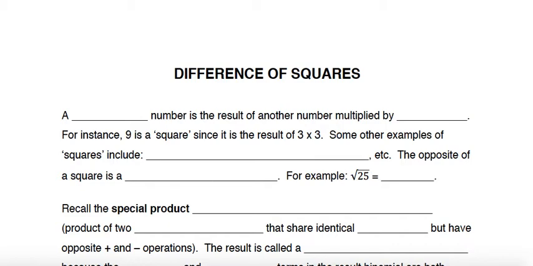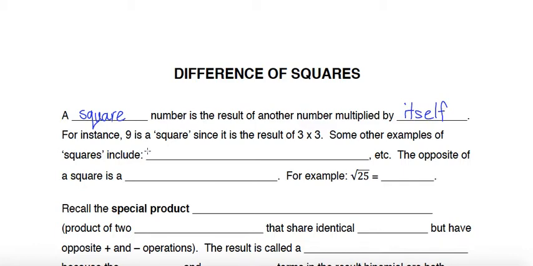Squares. So the last type of factoring that we're going to look at in this quadratic expressions unit is difference of squares. So what do you need to know? You need to know that a square number is the result of another number multiplied by itself. For instance, 9 is a square since it is a result of 3 times 3.